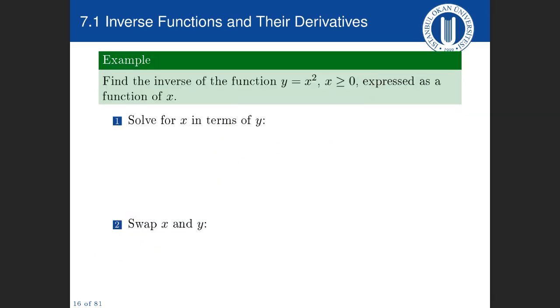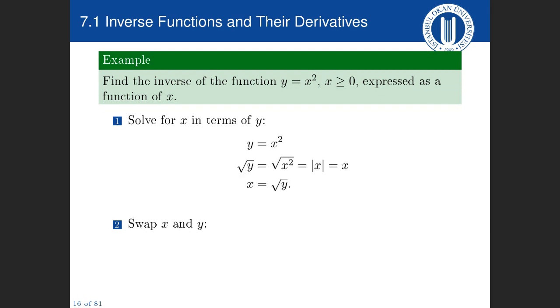Let's do another one. Find the inverse of the function y equal to x squared for x greater than or equal to 0, expressed as a function of x. Step 1, we're going to rearrange our formula to get x equal to something, and then step 2, we're going to swap x and y.